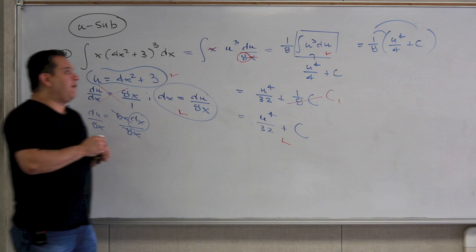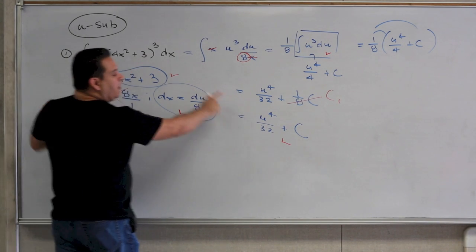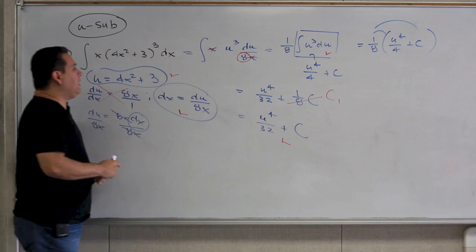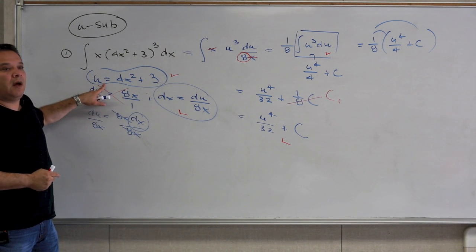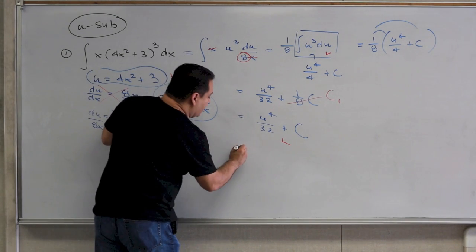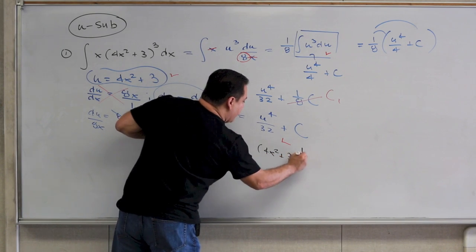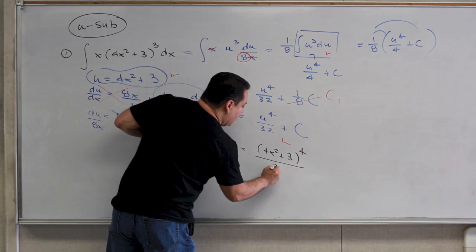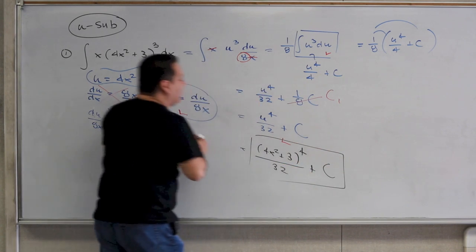And then what I look for in the final answer is, notice if you integrate this, this is a function of x, but your answer is in terms of u. So what do we need? We need to put back the u, since it's 4x squared plus 3. So this final answer is going to be 4x squared plus 3 to the fourth power. We resubstitute that over 32 plus c. And then this here is your final answer.